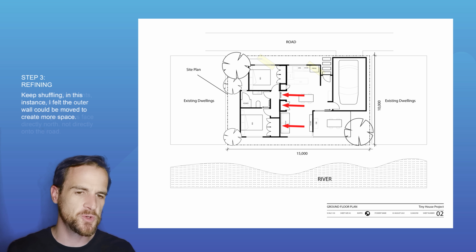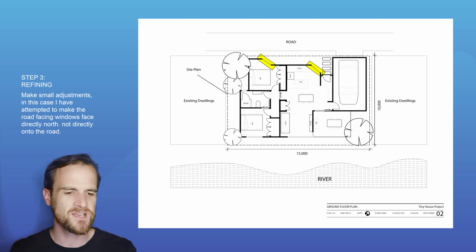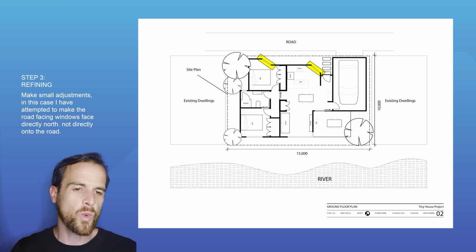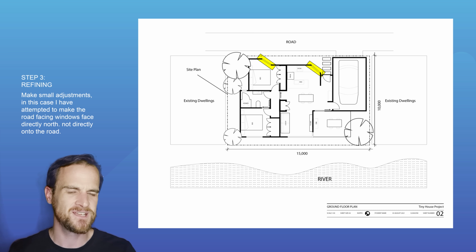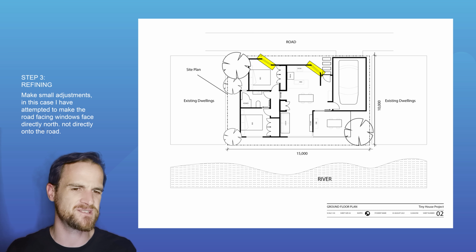Now what I've done is I've put a bit of an angle to those windows. As I said, we want to try to make those windows face north. This is the best way to do it. When you start adding angles like this, it does complicate your design and create some awkward spaces. So that presents its own little challenges. But now we've got some windows which face to that beautiful northerly sun and also don't face directly out onto the road.